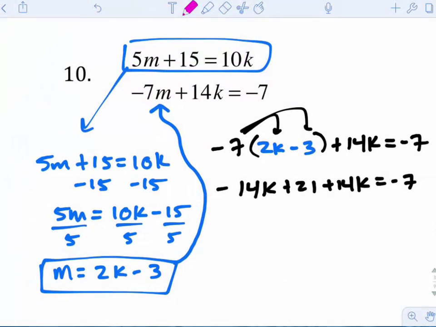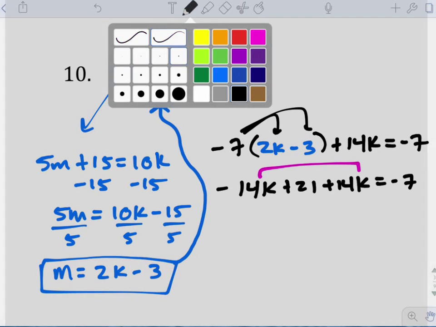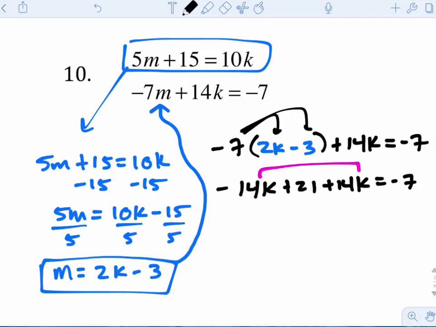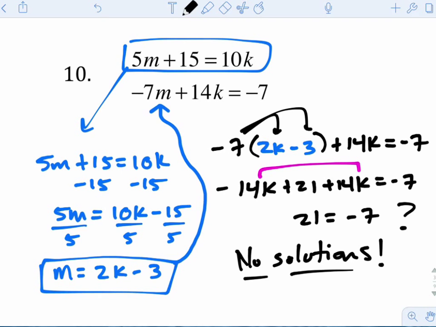If we add these two guys together, collecting our variables here, well, they add to 0, negative 14k and positive 14k, and we end up with 21 equals negative 7. Like, huh? Well, that's an obviously false statement, which means that our assumption earlier that both of these could be true at the same time was obviously false. So that means there is no ordered pair that's ever going to make both of these statements true at the same time. This system of equations has no solutions. So once you get this obviously false statement, boom, no solutions to this system. All right, let's make some moves.